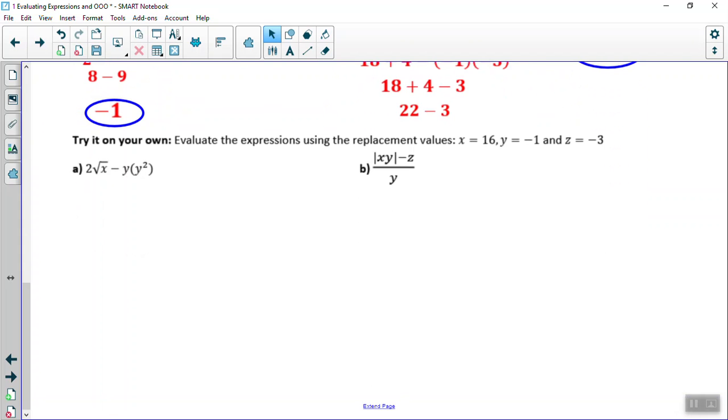All right, I want you to take a look at these last two problems, and then that will be it. So complete these last two problems before next class, and I will see you the next time we have class.